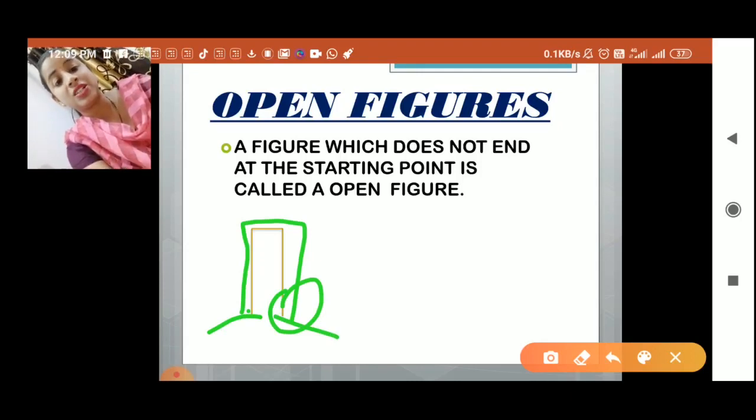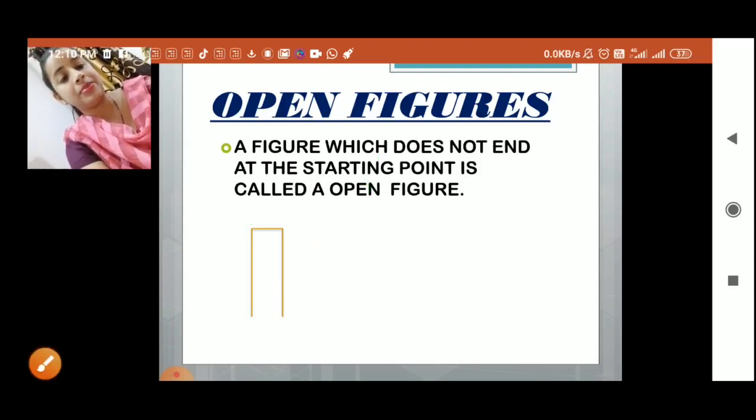It means it is not ending at the starting point only, it is ending somewhere else. So this is an open figure, okay? So let's take another example.